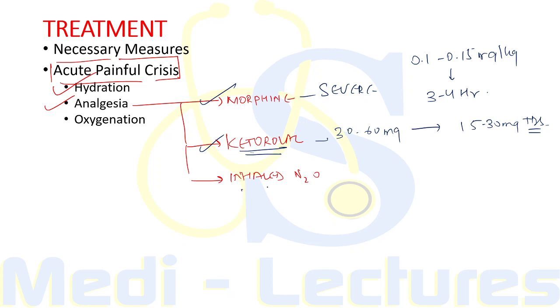Now, inhaled nitrous oxide can also be used for short-term pain relief, but utmost care should be taken while giving it because it leads to increased oxygen affinity with hemoglobin and it can lead to tissue hypoxia. Now, oxygenation is another very important treatment strategy for acute painful crisis, and it should be done to maintain the arterial saturation. Most painful crises will resolve within 1 to 7 days.